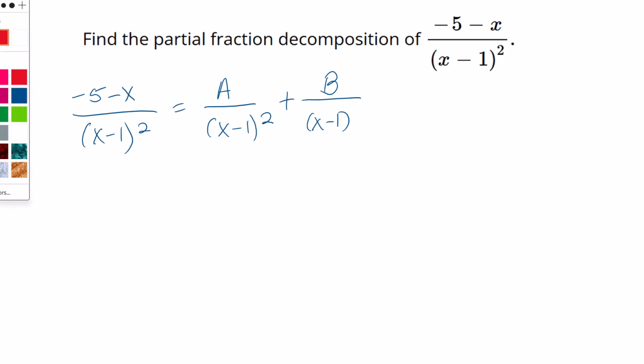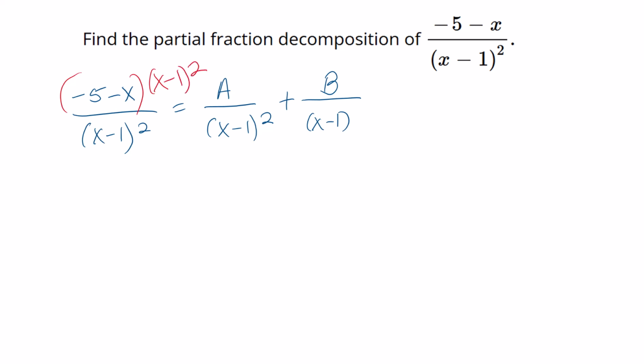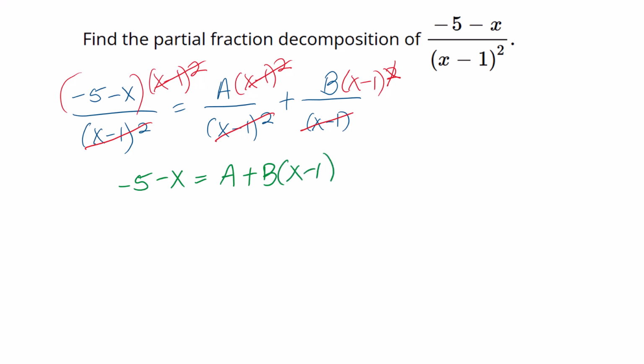Okay, let's clear this equation of fractions. So we're going to multiply by x minus 1 squared, and that will cancel there. We're going to do x minus 1 squared, and that will cancel that. And we're going to do x minus 1 squared, and the denominator will cancel one of those in the numerator. Okay, so it looks like we have negative 5 minus x equal a plus b times x minus 1.